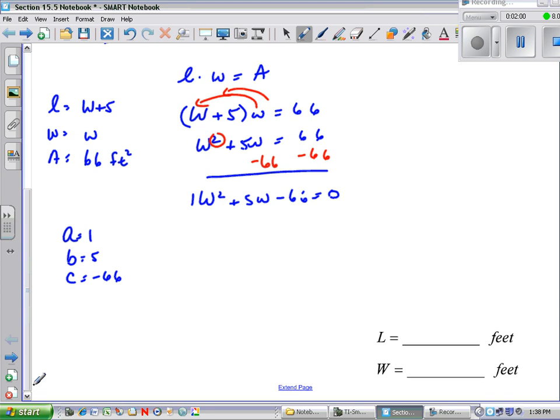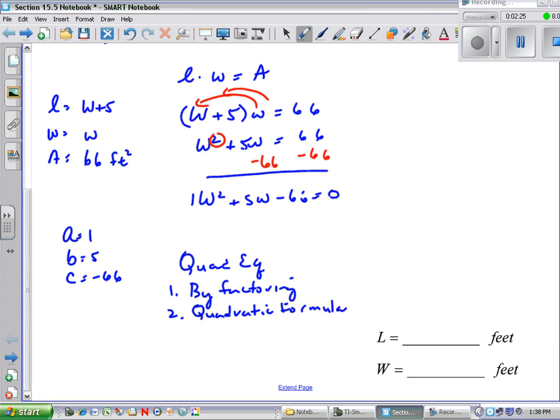Now, there are 3 ways that you can solve quadratic equations. You can solve them by factoring, a lot of times. You can solve them by using the quadratic formula. We also have a quad program, Program Quad, and that's what I'm going to show you in this section, how to use Program Quad.